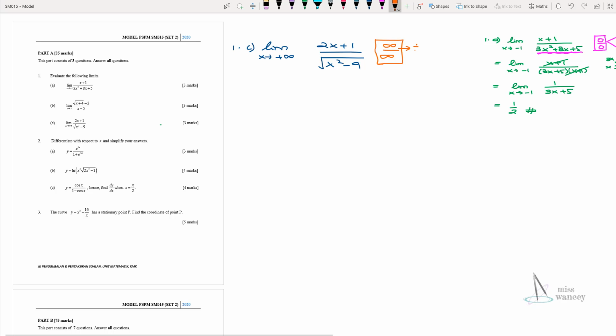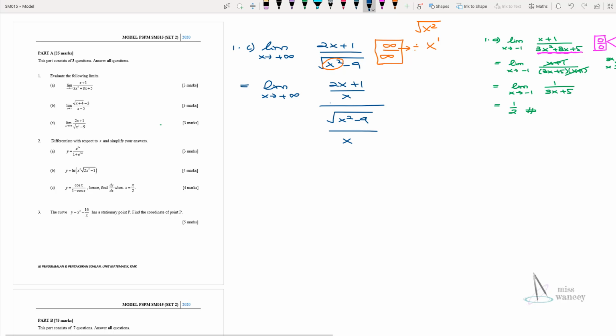So in our denominator, we actually have x square, but x square is inside a root. So this is actually x to the power of 1, because the square root of x square is simply x to the power of 1. So I'm going to divide my numerator by x and my denominator by x as well. So this is equal to the limit as x approaches positive infinity of (x plus 1) over x, over the square root of x square minus 9, over x.